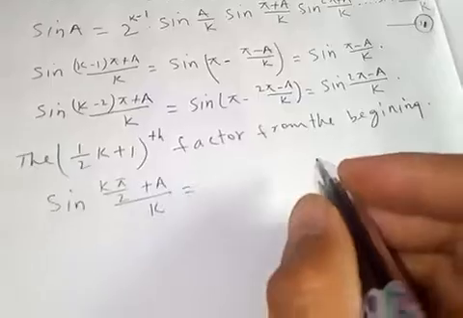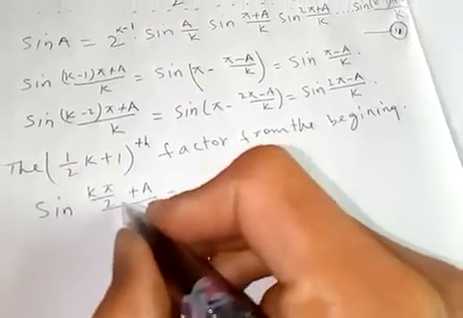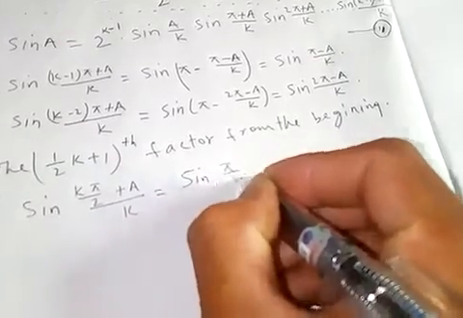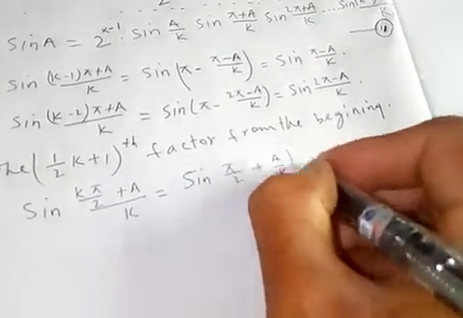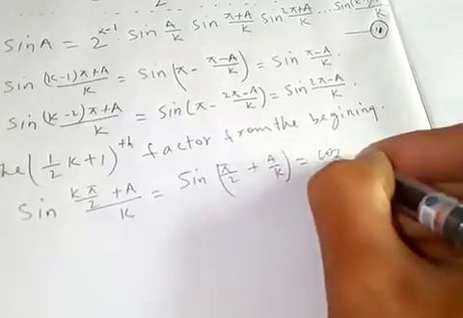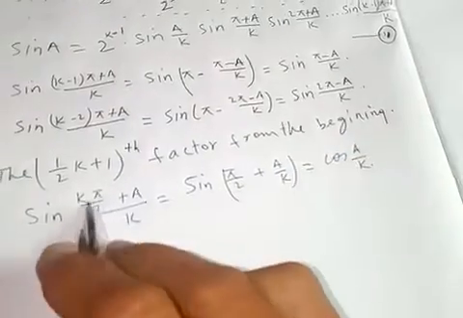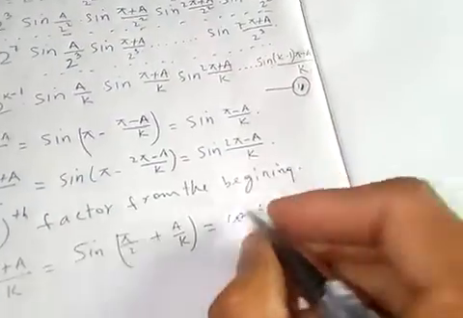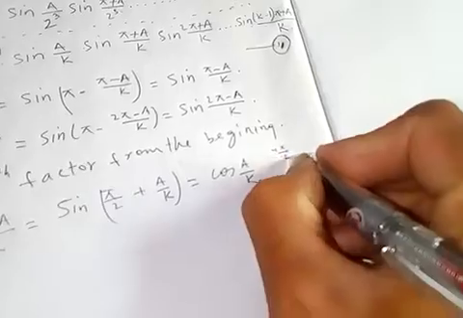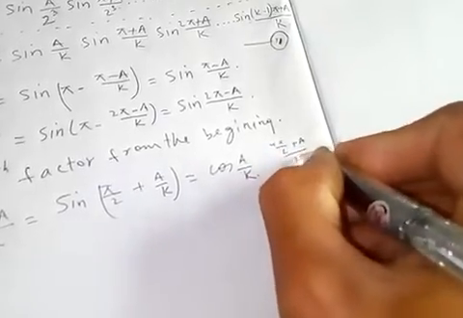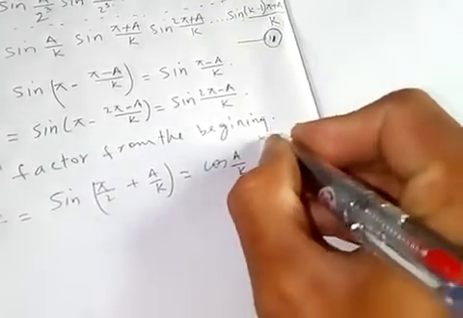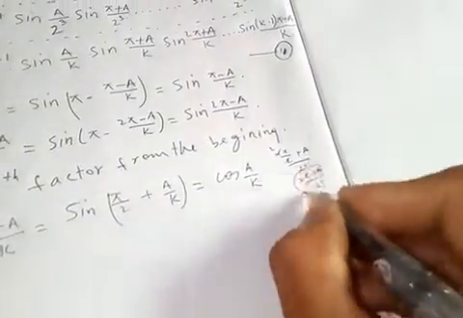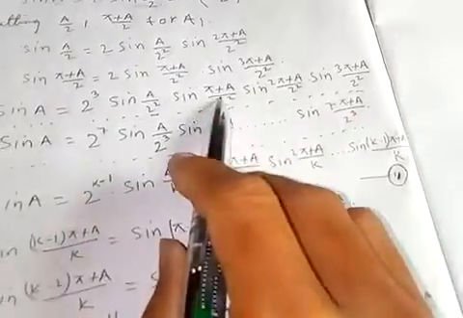Okay, let me show you in the last. Let's simplify first this one. k will cancel, it will be sine of pi over 2 plus A over k, which will be cos A over k. This one, why? If I put k here, 2 squared means 4, 4 pi over 2 plus A over 2 squared, which means you will cancel, you will get 2 pi plus A over 2 squared, which is this one.